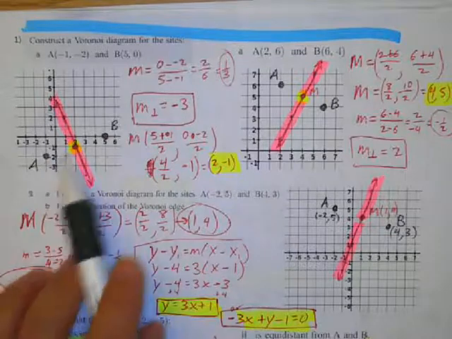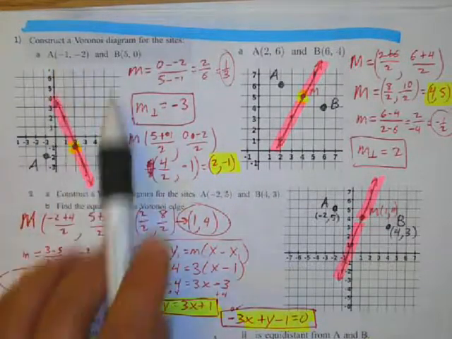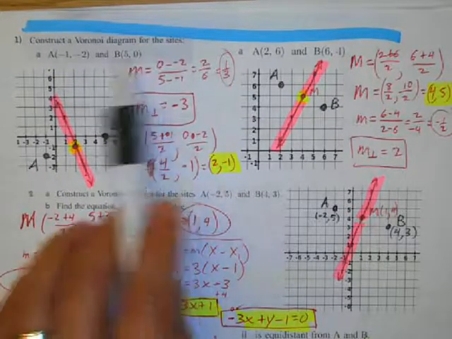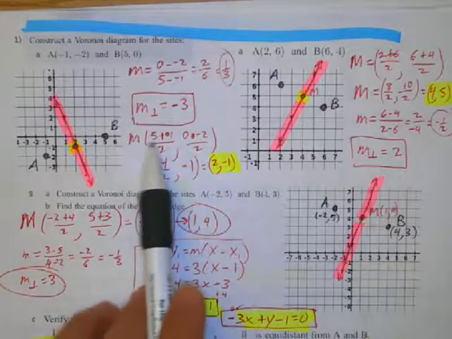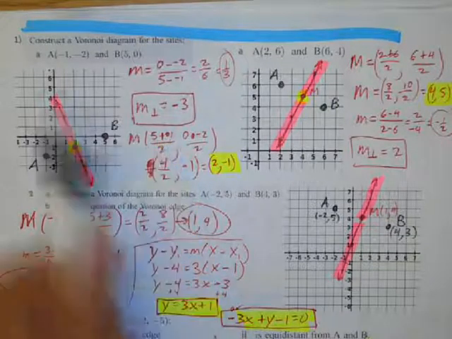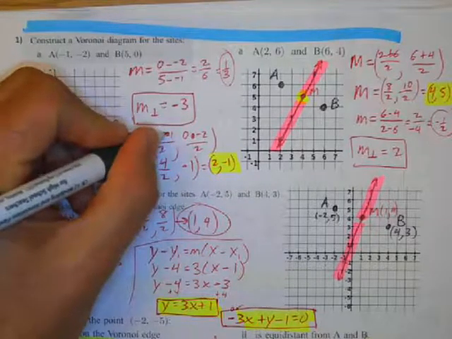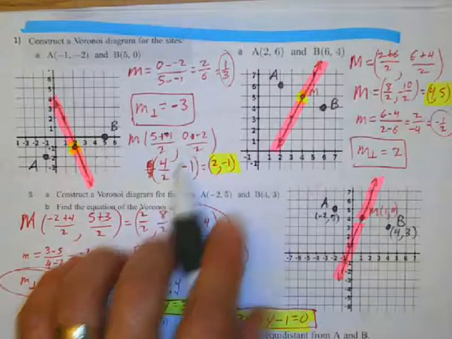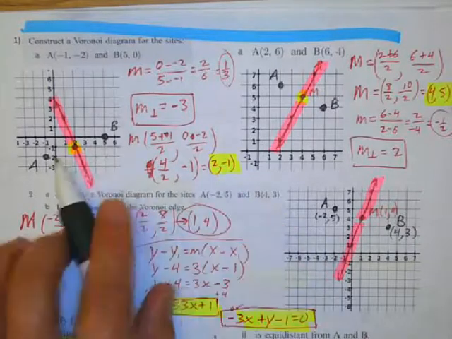Now I also need the midpoint. So we take the average of the x values, so 5 plus -1 over 2, comma, 0 plus -2 over 2. And then I'm going to have 5 plus -1, which is going to give me 5 minus 1, which is 4 over 2, and -2 over 2, so it's going to give me -1. So my coordinate of the midpoint is 2, -1.